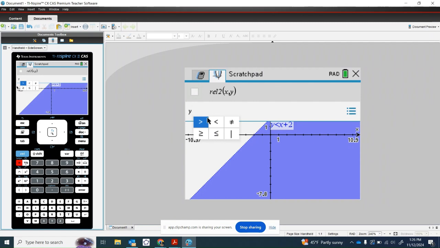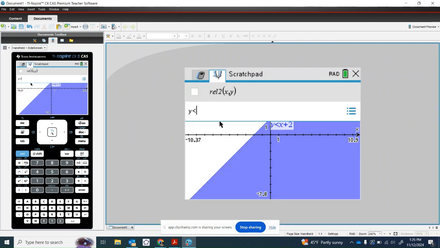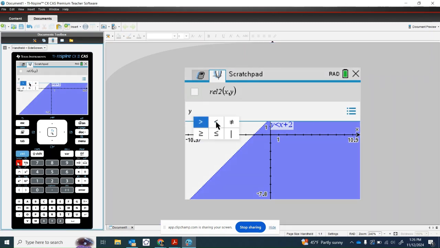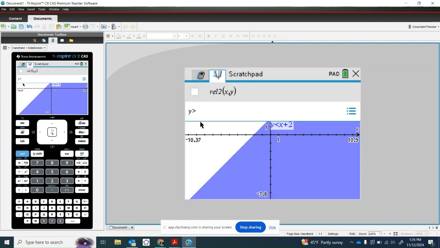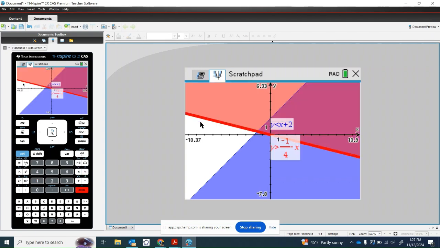I wanted greater than. I clicked the wrong symbol. Greater than -1/4 x. All right. You'll see the dashed line there. You'll see the final shading. So it does all of that fun stuff for us as well.